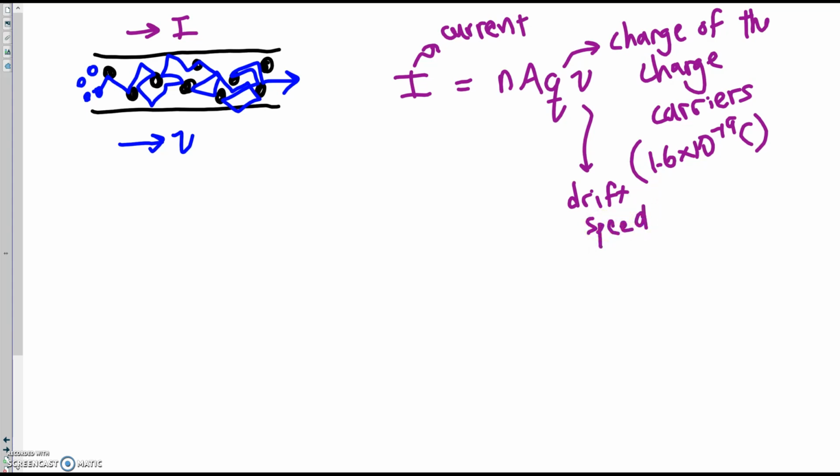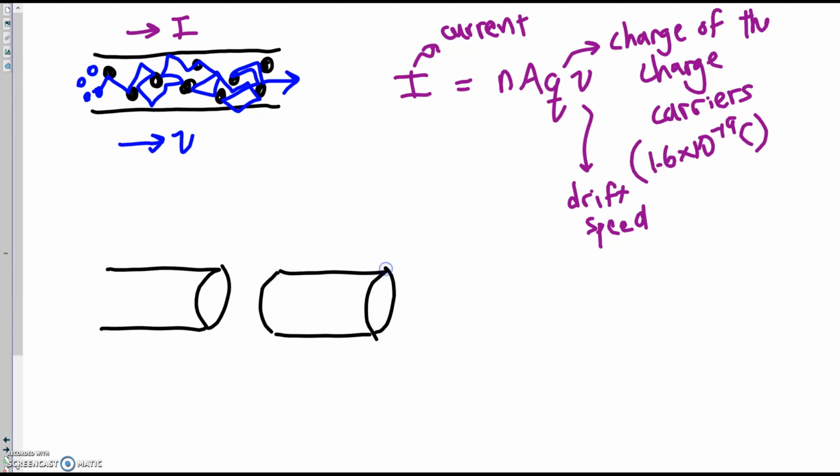N and A are a little bit trickier to understand. So imagine you take your wire and you cut it right down the middle. The area that you expose is called a cross-sectional area. Cross-section just means you've cut straight down the middle across the wire. You're not cutting at an angle. So A is the cross-sectional area.